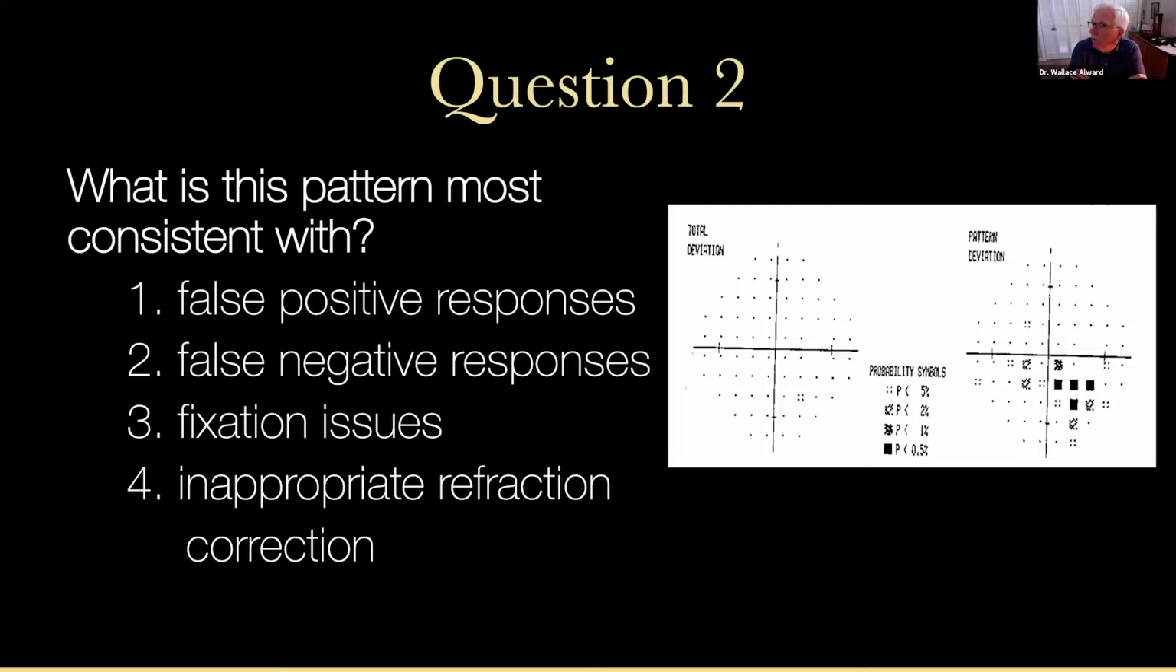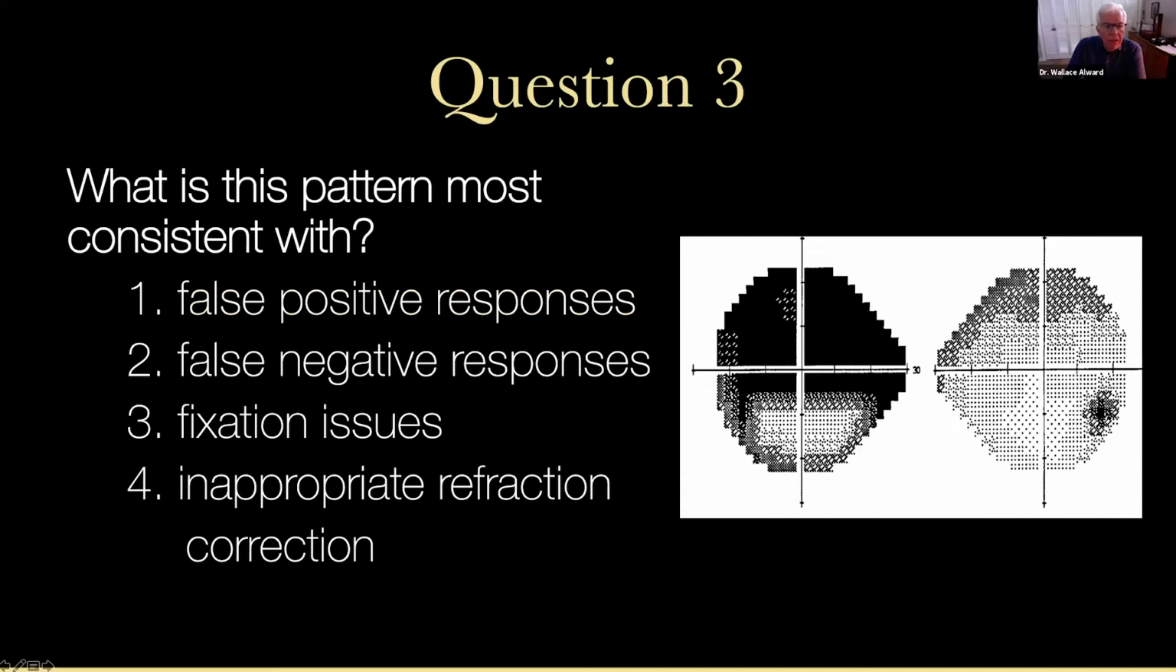Right, so most of you, again, got false positive responses, this disconnect between total deviation and pattern deviation. How about this pattern? Same 4 choices: false positive, false negative, fixation issues, or refraction issues. Right, so fixation issues, patients looking down to map their fovea and failing to refixate up.